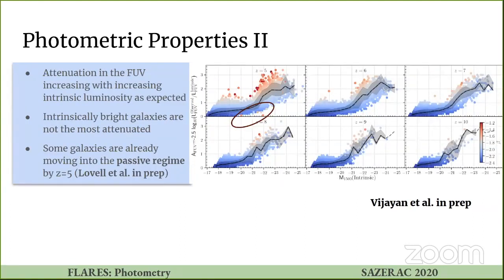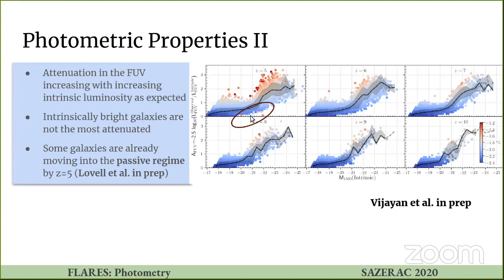We also look at the attenuation in the far UV of the FLARES galaxies. What we can see is the attenuation is increasing with increasing intrinsic luminosity, which is expected. One thing you can see is that some of the intrinsically bright galaxies in FLARES are the most attenuated.